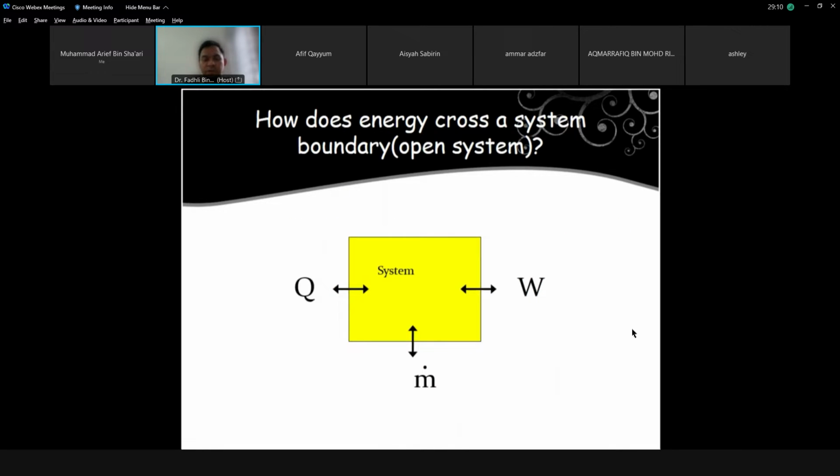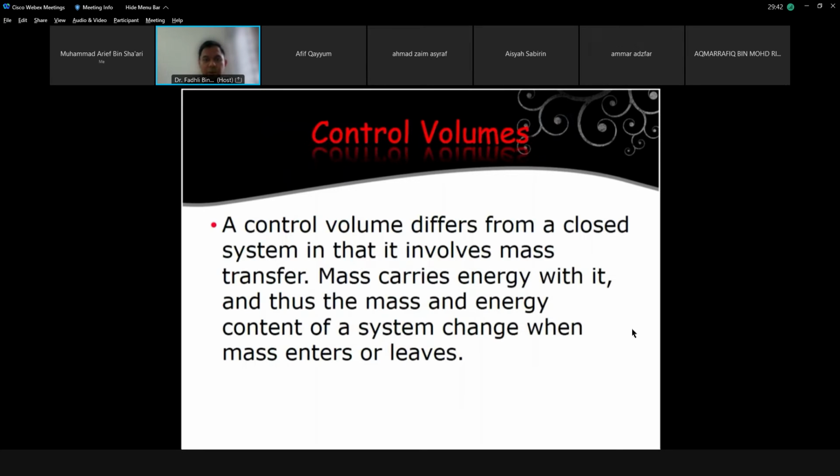Yes, of course, heat and work can be transferred in and out of the system, same as closed system. But for open system, they have another one that can be transferred in and out, which is m dot, mass flow rate. Or we can say mass can be transferred in and out since they have inlet and outlet for open system. Okay, this is the meaning for open system, or we can say control volume system.